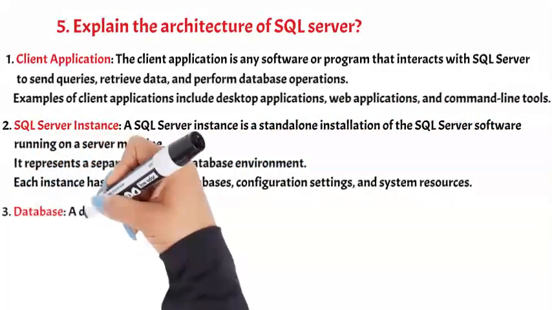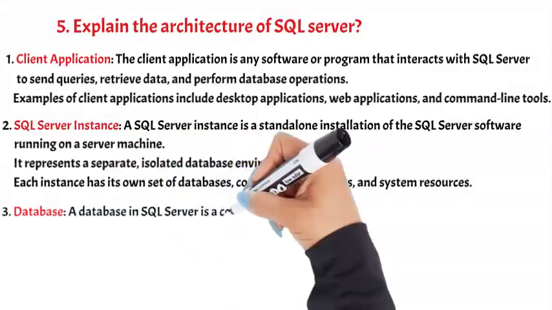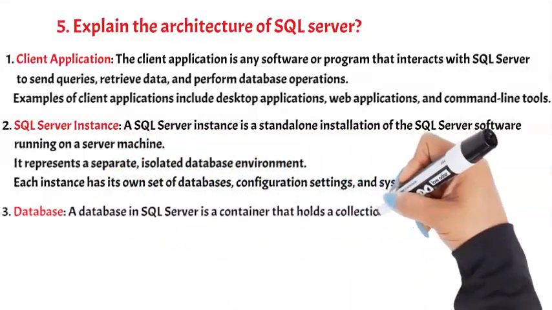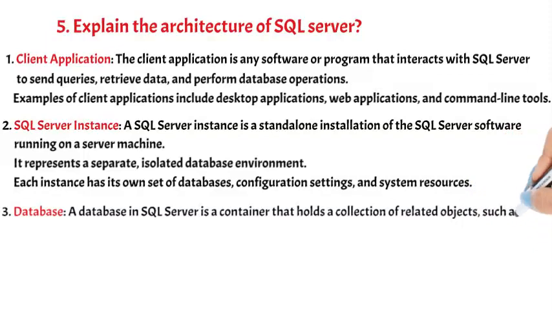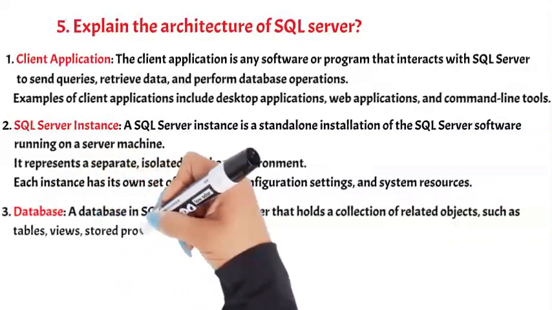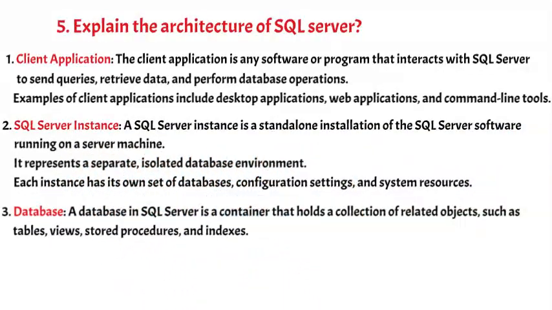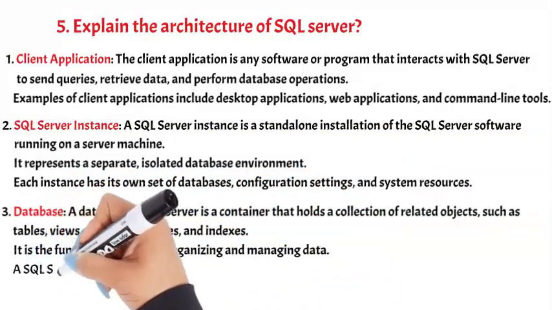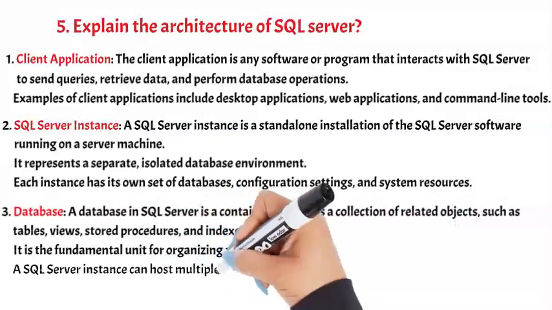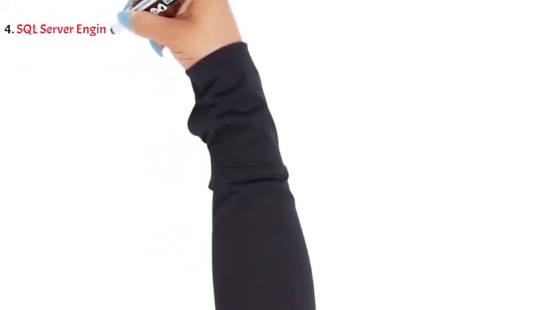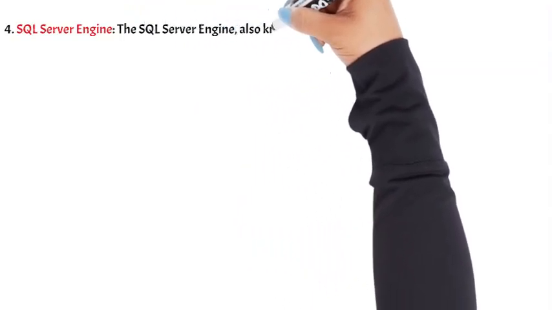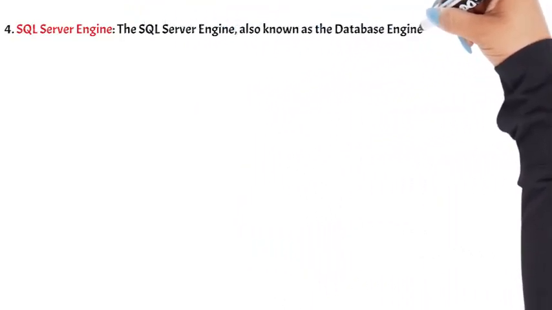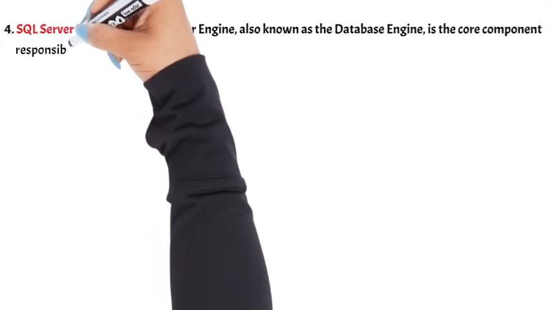3. Database. A database in SQL Server is a container that holds a collection of related objects, such as tables, views, stored procedures, and indexes. It is the fundamental unit for organizing and managing data. A SQL Server instance can host multiple databases. 4. SQL Server Engine. The SQL Server Engine, also known as the database engine, is the core component responsible for processing and managing database operations.